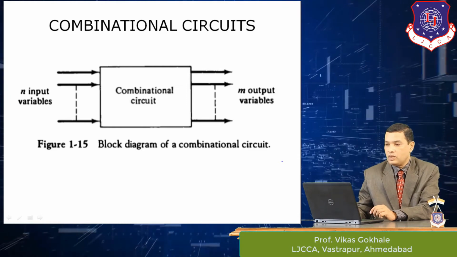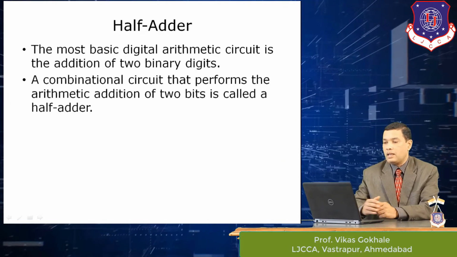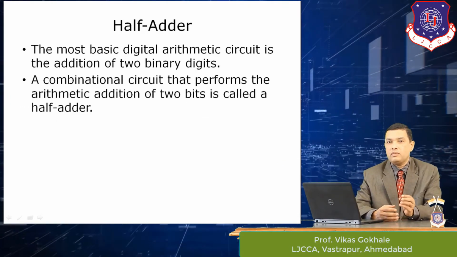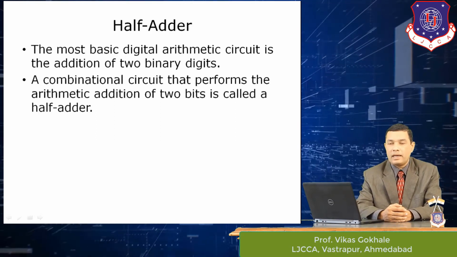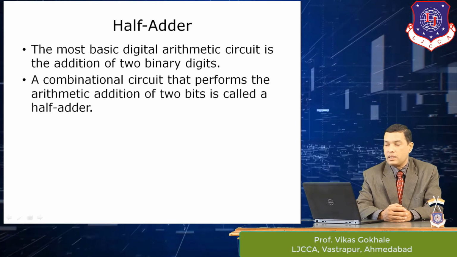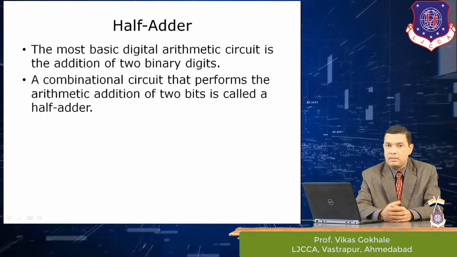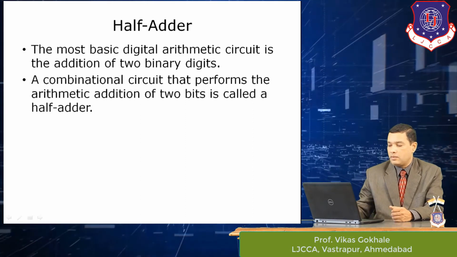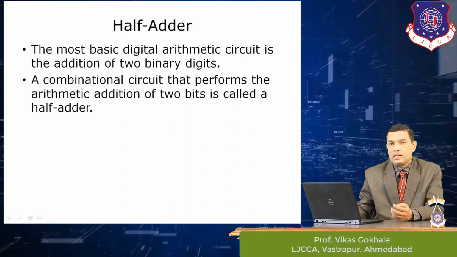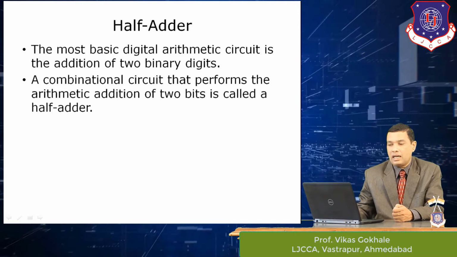So let us see the first one, the half adder circuit. It is the most basic digital arithmetic circuit, for the addition of two binary digits or bits. These two bits can be 00, 01, 10, 11. So a circuit which adds two binary bits is called a half adder circuit.